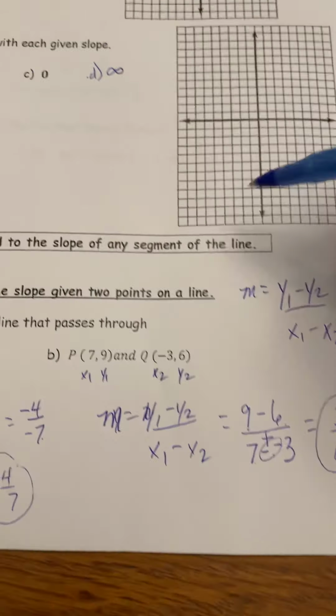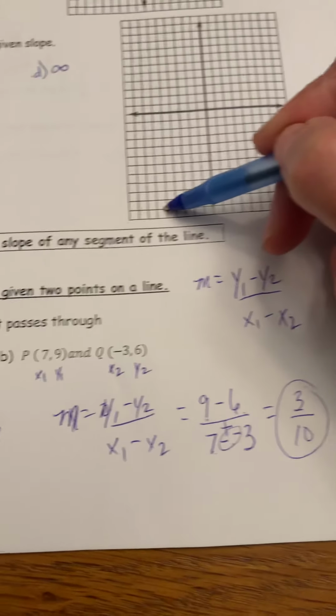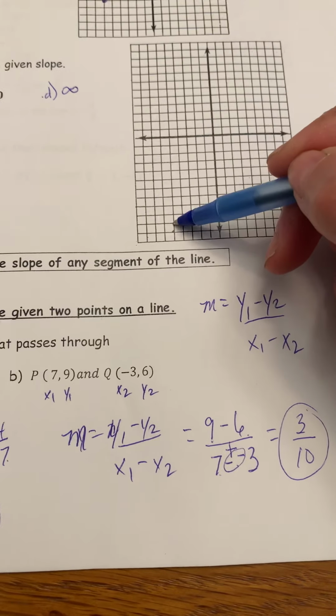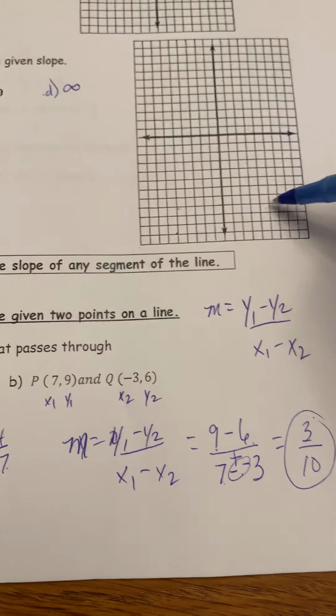And what that's saying is if we had a point on this graph and we were to draw its slope of a line, we would go up 3, 1, 2, 3, and over 10.